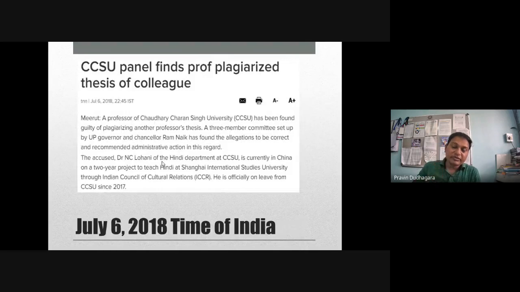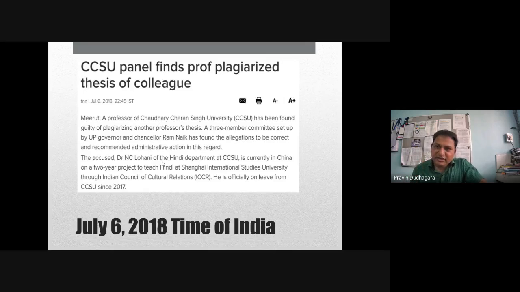Okay, so we'll go through some famous examples. That is one professor from Chaudhry Charan Singh University, Meerut, Uttar Pradesh. The CCSU panel finds the professor plagiarized the thesis of a colleague. CCS University found him guilty of plagiarizing another professor's thesis. A three-member committee set up by the UP government and the Chancellor Ramnaik found the allegations to be correct and recommended administrative action in this regard.